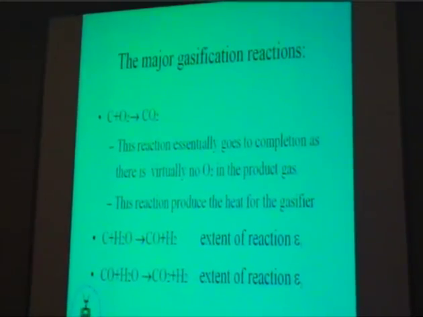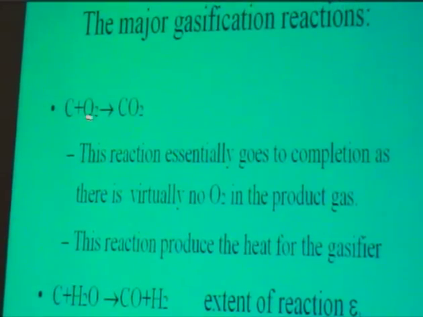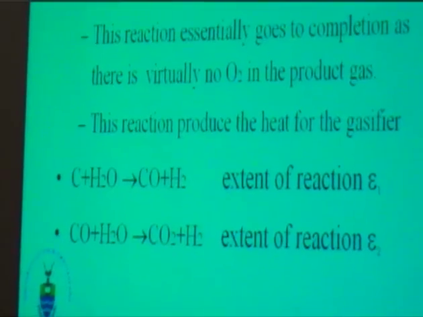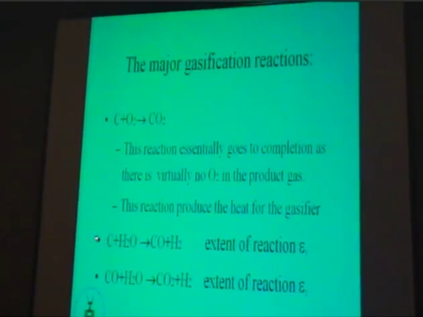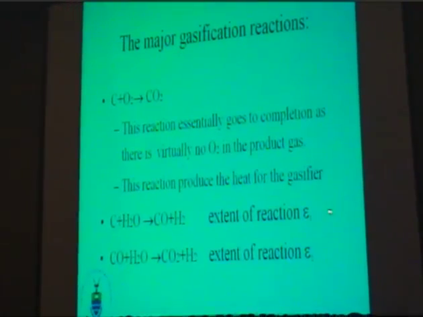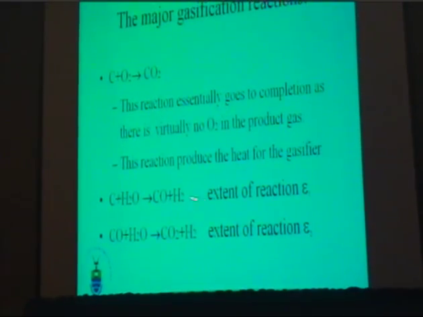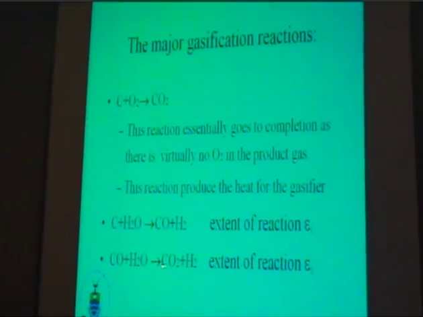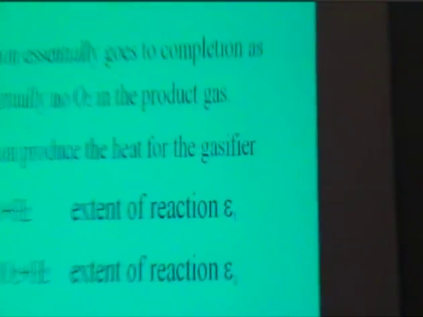So if you look at the reactions in the gasifier, then the first one is carbon plus oxygen, but that essentially goes to completion. So that's not a big issue. The other one is carbon plus water goes to CO and hydrogen, and let's for the moment call that extent of reaction 1. And we've got the other one, which is the water gas shift reaction, and that's CO plus water going to CO2 plus hydrogen, and we call that extent of reaction 2.